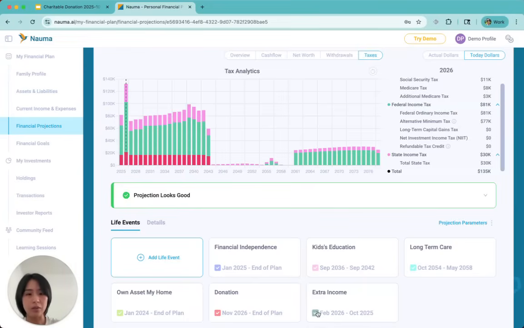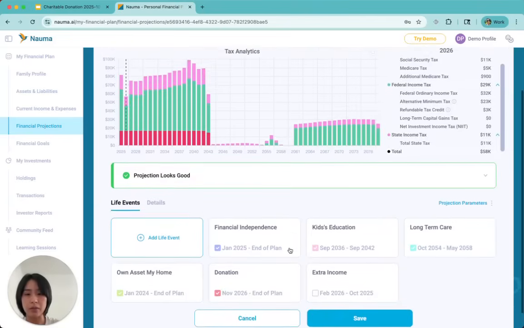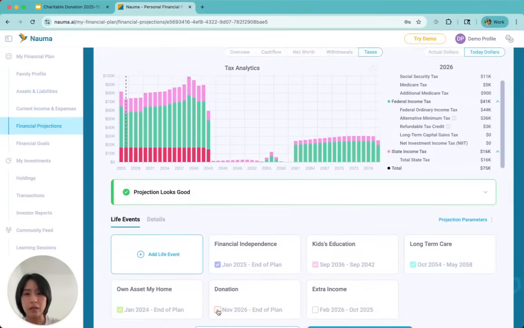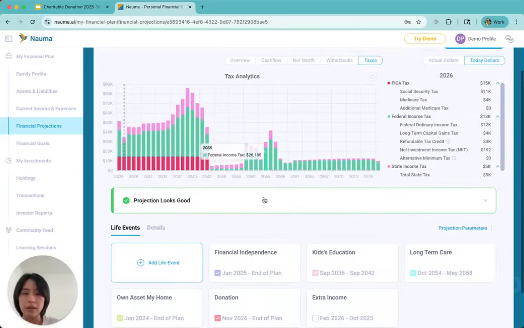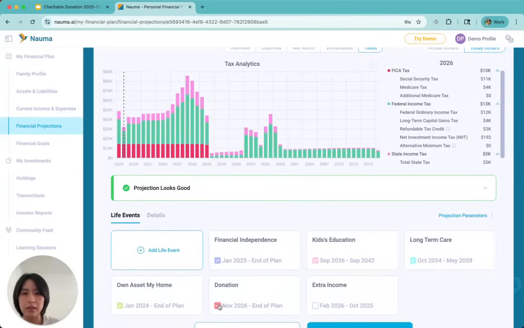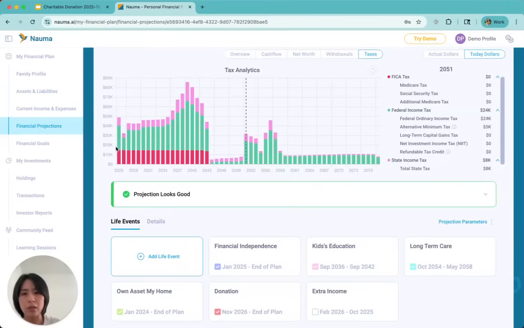Another one would be, right now it doesn't make a big difference. If I change or not, it only affects this year, 2026. But as I was experimenting, I noticed one thing. If I reduce the income a little bit, then there's a very interesting effect. If I change the donation, somehow down the road, like 2051, it has some effect. What happened here? Why, when I'm making a donation in 2026, would it affect my tax in 2051?